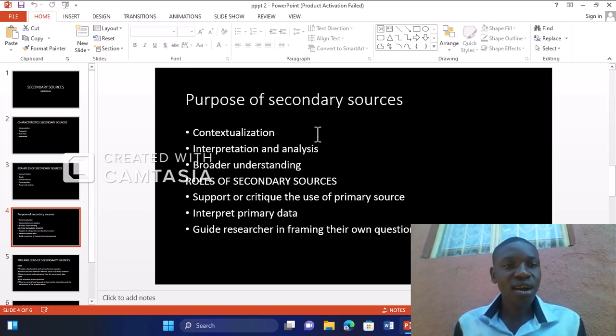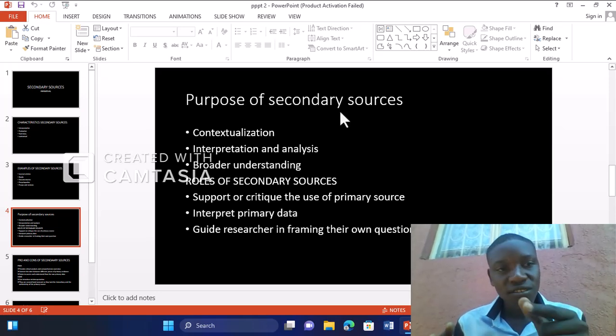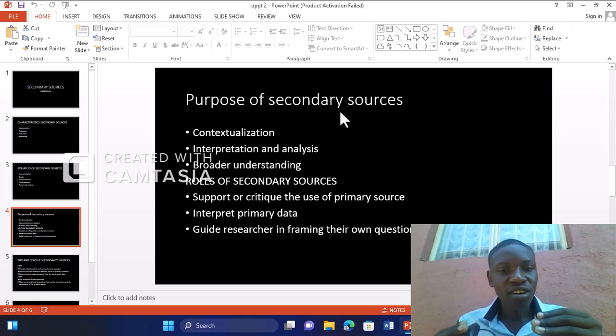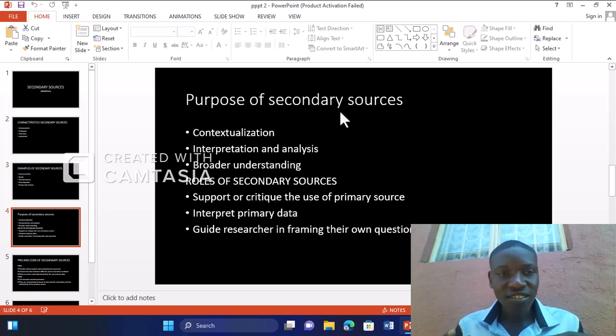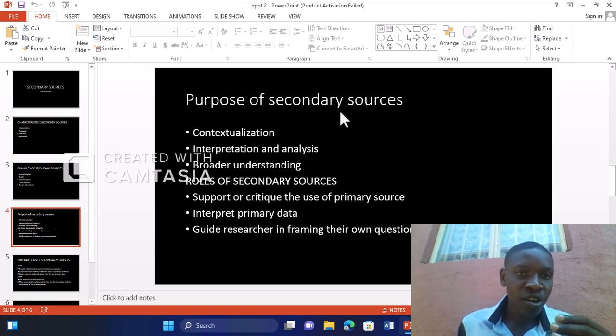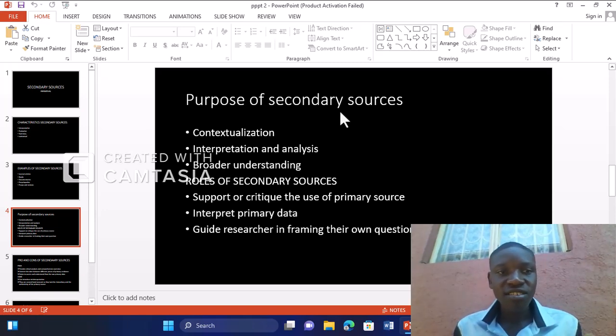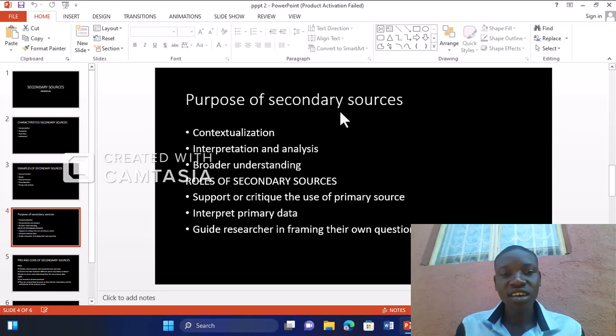So if I say it is interpretation and analysis, here I'm trying to say that they help researchers, especially researchers need this. It helps researchers to make sense of primary materials by providing expert commentaries and comparative analysis. They try to comment on the primary sources of the information. That's what we call analyzing. Through commenting, they are trying to analyze and interpret the primary sources of the information.